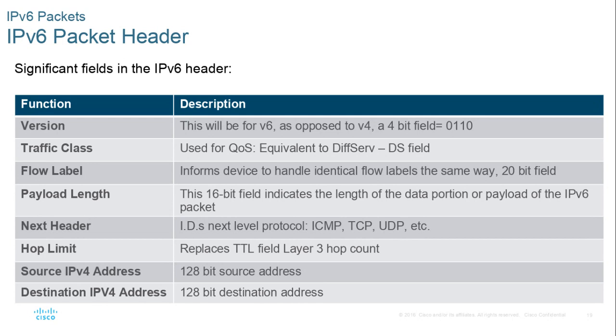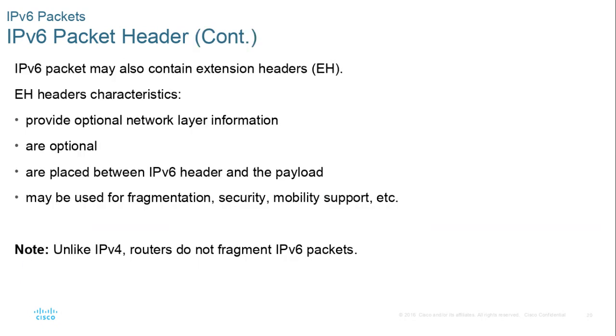So it's just very similar to IP version 4, it just has more bits. Extension headers are optional, and they can give extra network layer information.